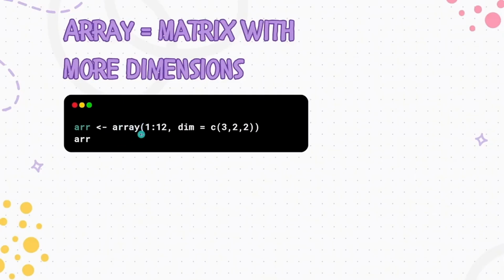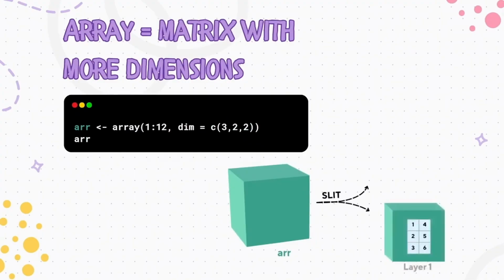So if I wanted an array with the numbers 1 to 12, then I would have to define its dimensions as well. Now when doing dim equals c, which is just a vector 3, 2, 2, it means that it will have 3 rows, 2 columns, and 2 layers. This is where arrays differ from matrices. Not just rows and columns, it also has layers. So in our case, the array would be split into these 2 parts. The first layer would contain 1, 2, 3, 4, 5, 6, and then the second layer would contain 7, 8, 9, 10, 11, and 12.